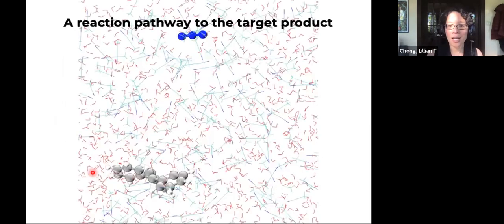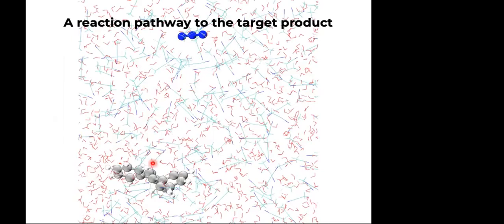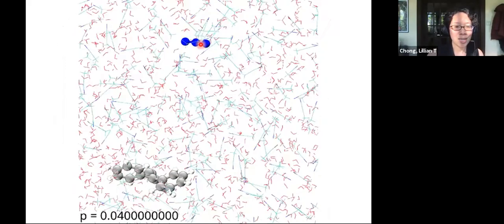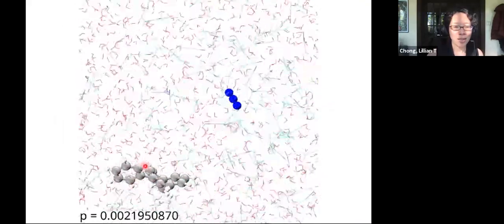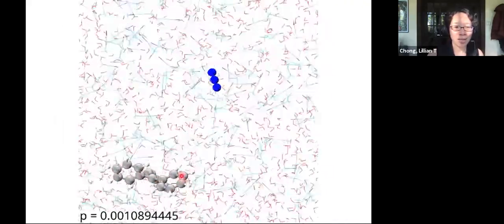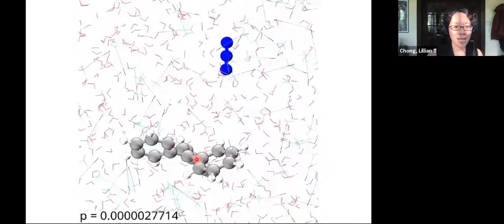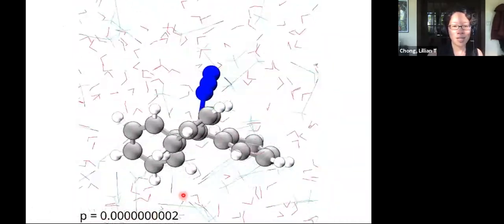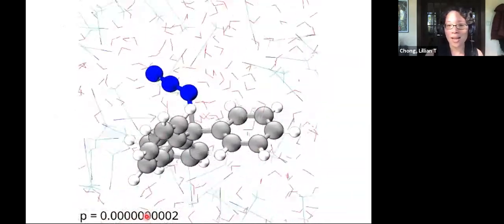So let's look at a representative pathway that we captured. Again, these were simulations in explicit solvent, and here's the azide anion, and we're going to see it adding to the central carbon on this carbocation, and in the lower left-hand corner is the probability of each conformation. So they're very rare probabilities.